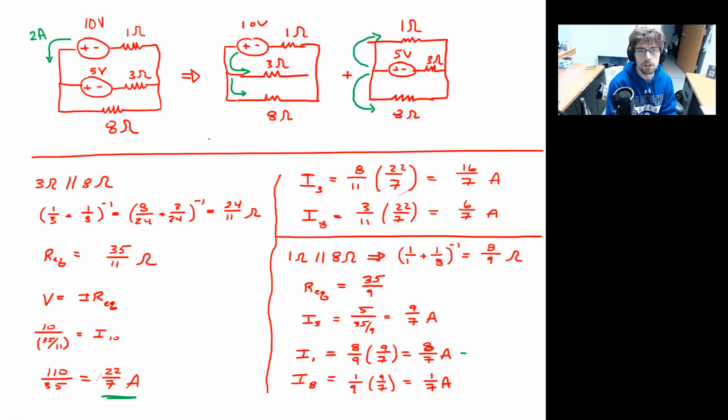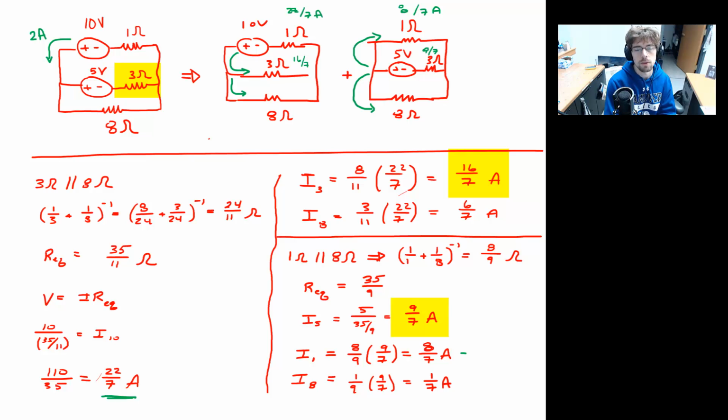I guess the other way you do it is I could always write out the values. There's 22/7 of an amp there. There's 8/7 of an amp here. Well, how about the 3 ohm? Well, the 3 ohm had 16/7 of an amp from the first situation. And from the second situation, it had 9/7.